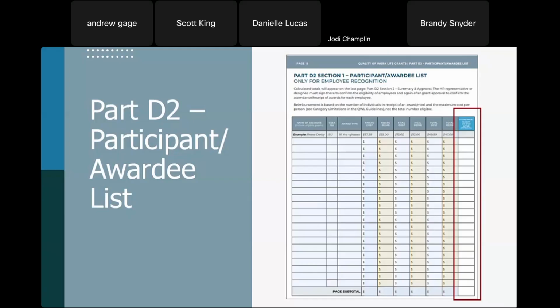Please note, reimbursement is based on the number of individuals in receipt of an award or meal and the maximum cost per person found in the category limitations, not the total number eligible. If you are not applying for an employee recognition grant, you could skip this part.